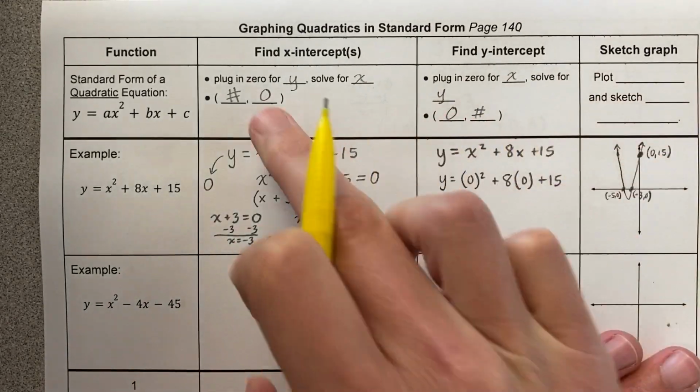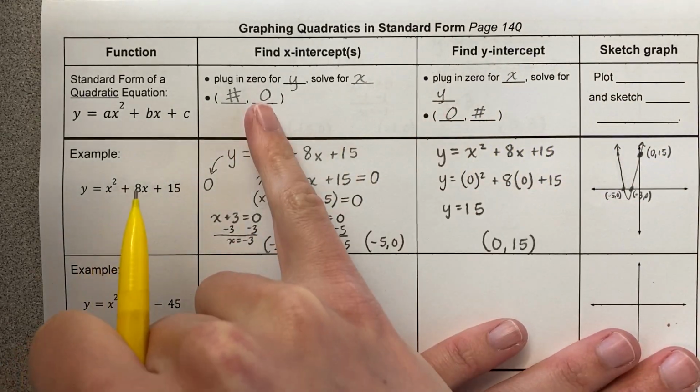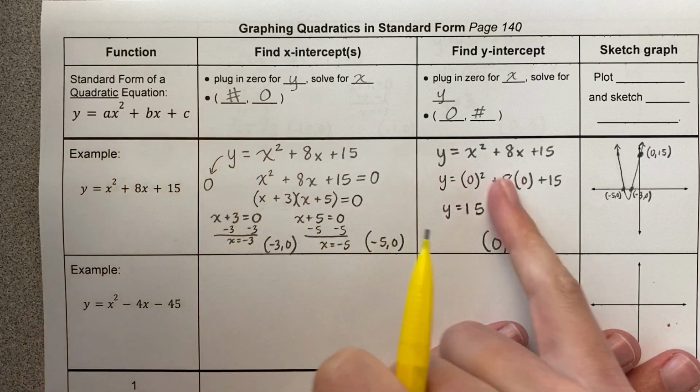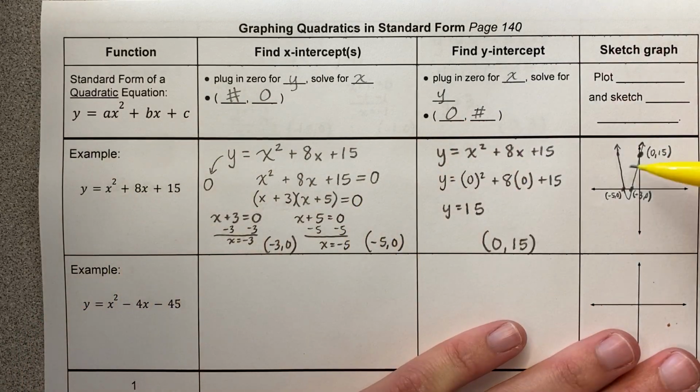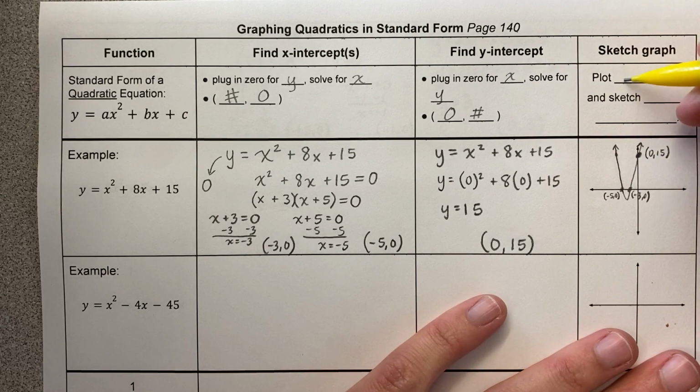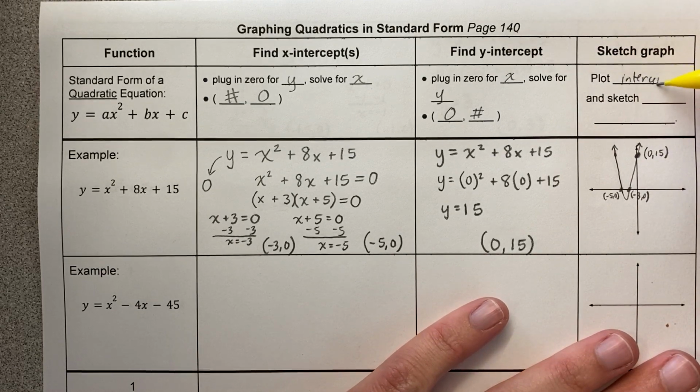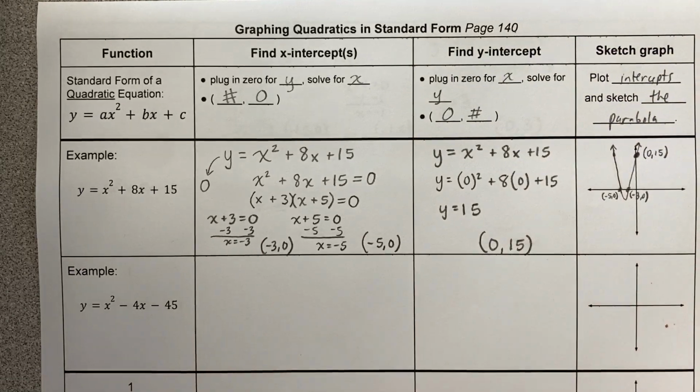Okay, and then once I have these points, there's going to be 2 of them. There's only going to be one y-intercept, just because of the shape of the parabola, that's kind of the way it is. And then we're going to plot the intercepts and sketch the parabola. Okay, so let's take a look.